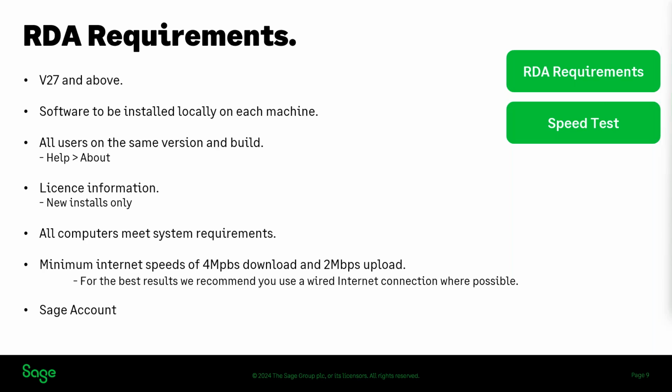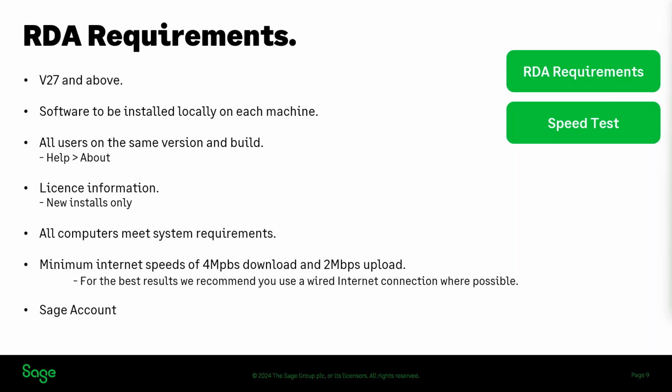All computers must meet system requirements, and because it uses an internet connection, you must meet the minimum internet speeds of 4 Mbps download and 2 Mbps upload. For the best results, we do recommend that you use a wired internet connection where possible. A key phrase that I always say: you are only as strong as your weakest connection. If you have someone whose internet connection isn't great, that may have an impact. So you might want to consider how they connect to the data. Is that going to be best for them?